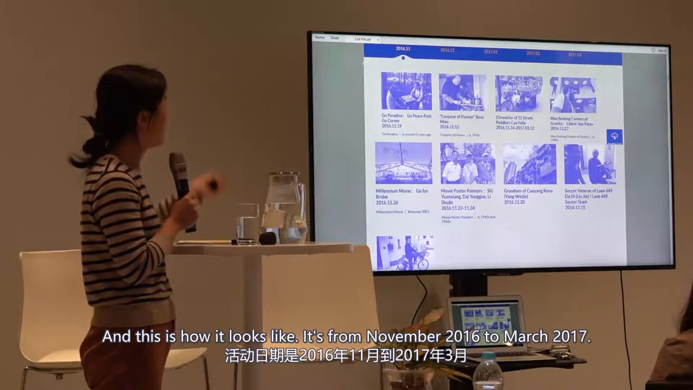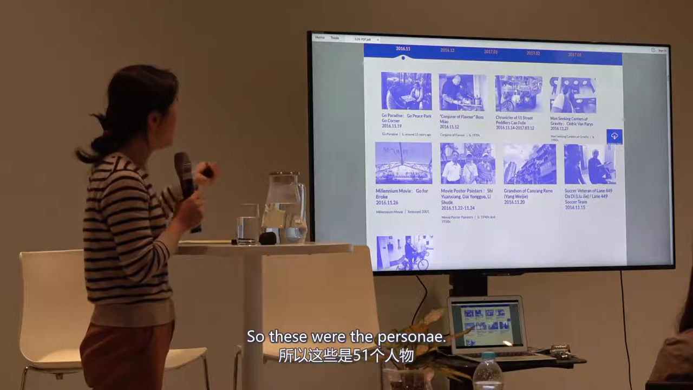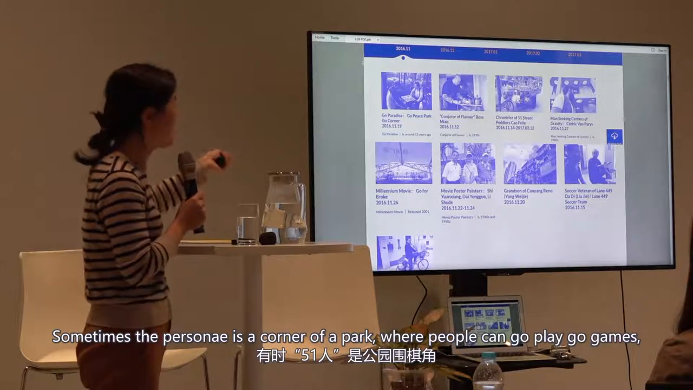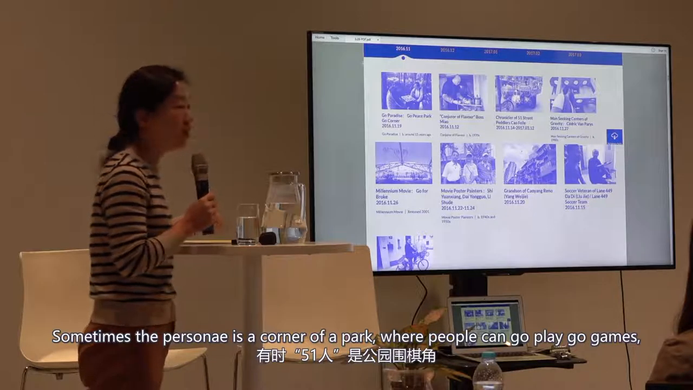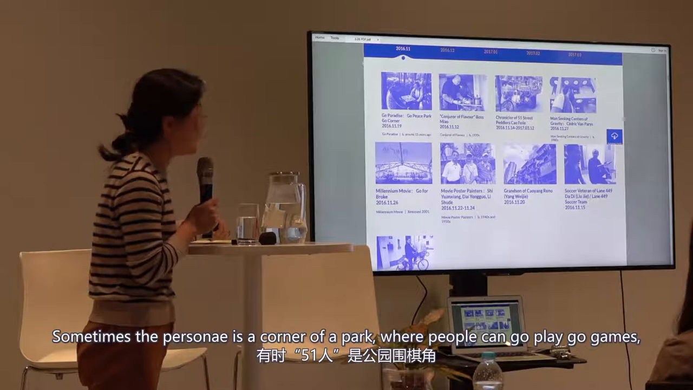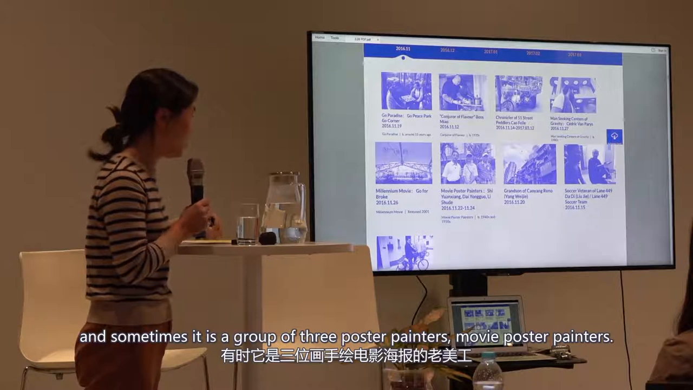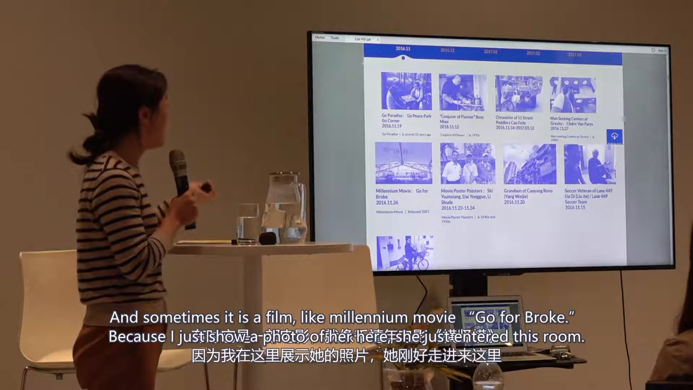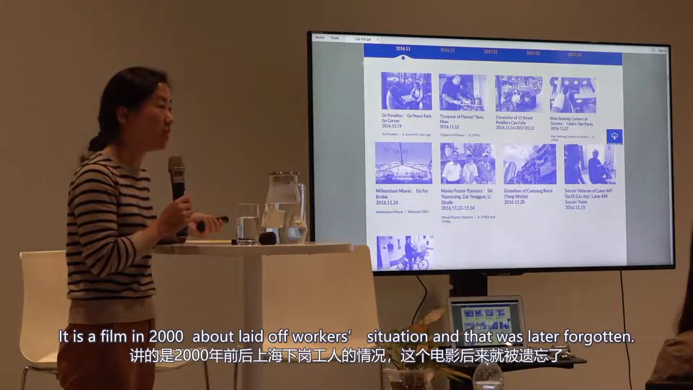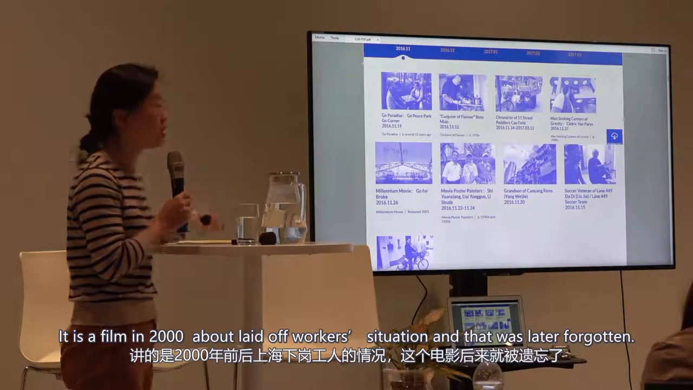And this is how it looks. It ran from November 2016 to March 2017. And these were the personas. Sometimes a persona is a corner of a park where people can go play Go games, and sometimes it is a group of three movie poster paintings. And sometimes it is a film, like the millennium movie Go for Broke, a film from 2000 about the situation of laid-off workers, but later forgotten.